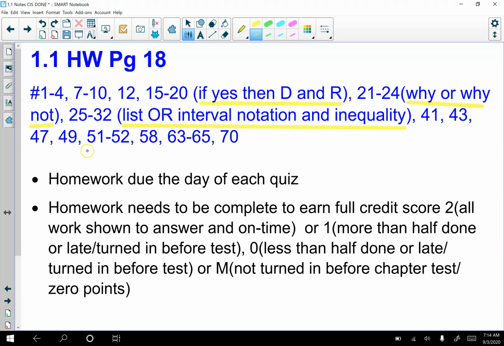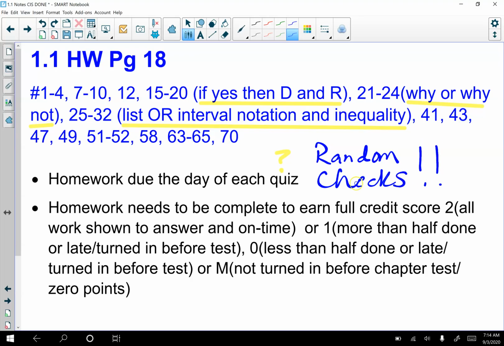And then these are your story problems, and I will have these done for you. So you'll be able to see those on Schoology. Homework is due the day of each quiz, if we have a quiz. I will check them the day after I assign them. So they will be random checks. So be sure that you have them done.